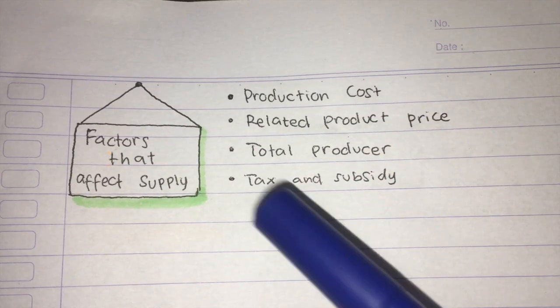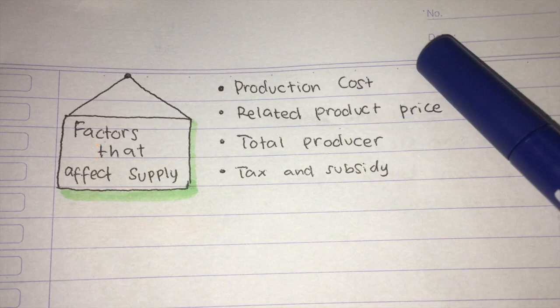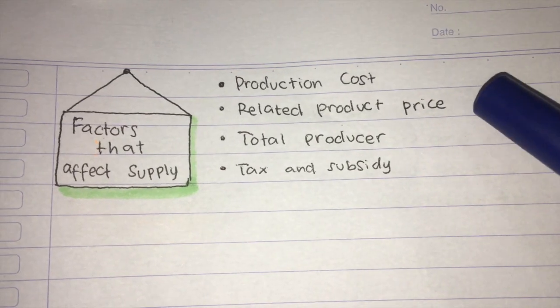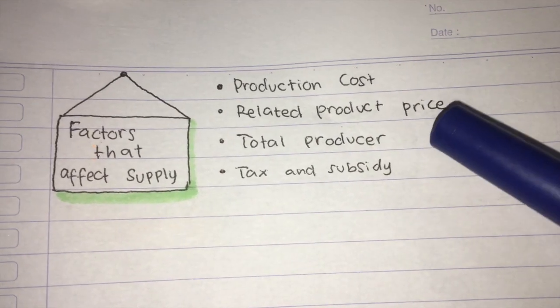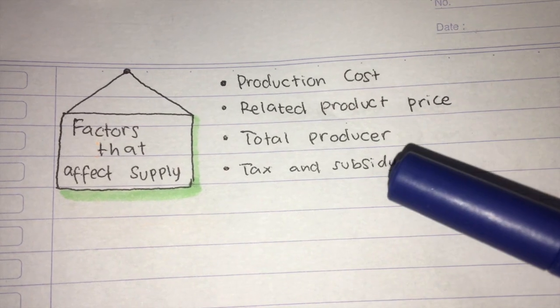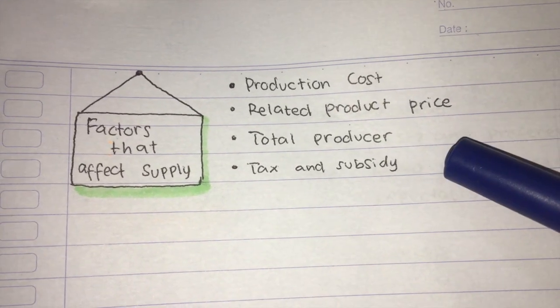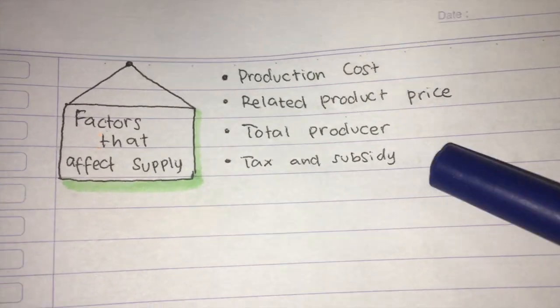The factors that affect supply: the first is the production cost, the second is the related product price, the third one is total producers, and the fourth one is tax and subsidy.